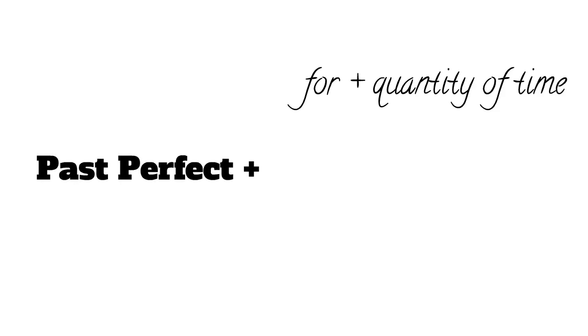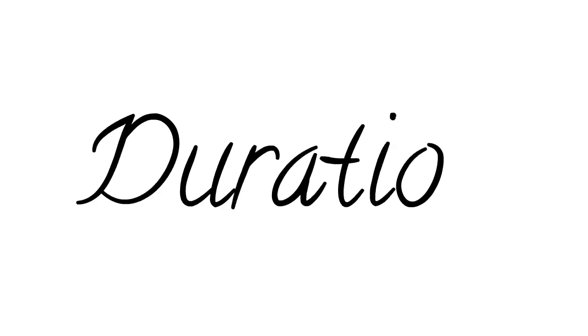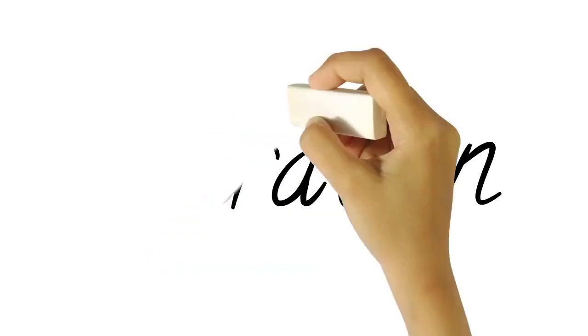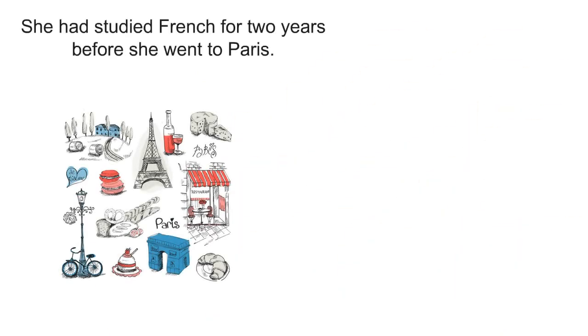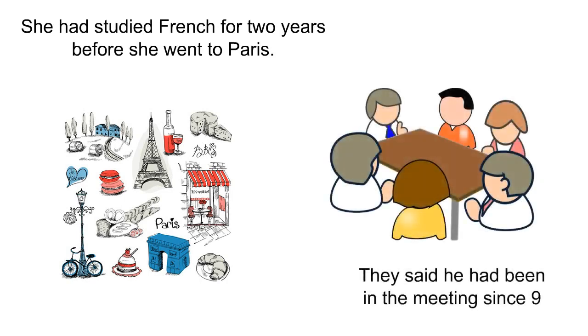Also, we can combine the past perfect with for in a quantity of time or since and a specific moment. That is a combination used when we want to express duration. She had studied French for 2 years before she went to Paris, and they said he had been in the meeting since 9.